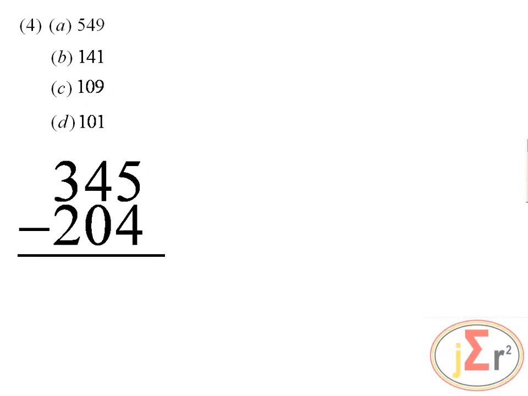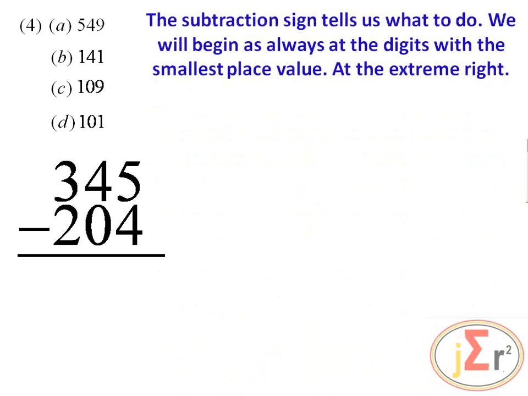What are we required to do in this particular case, Jerry? Subtract. We are required to subtract. The subtraction sign tells us what we need to do. We will begin, as always, at the digits with the smallest place value, at the extreme right. So the rightmost digit, that is what it is called, the rightmost digit to the extreme right.